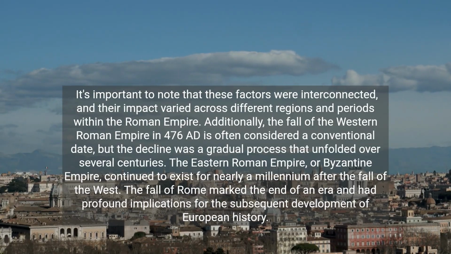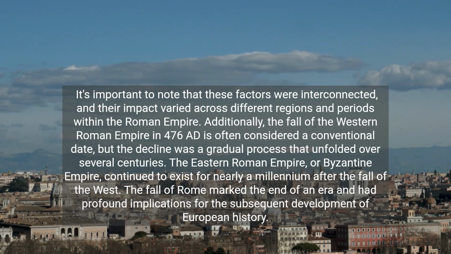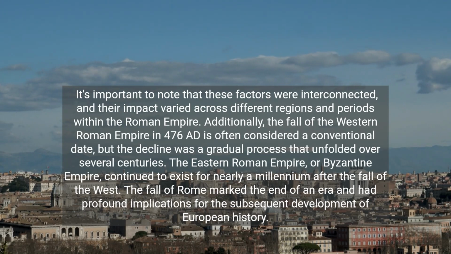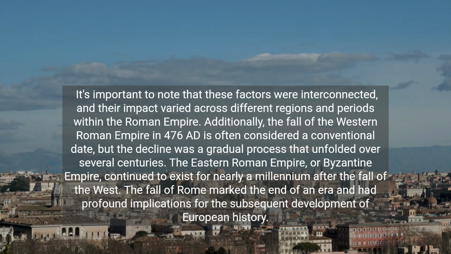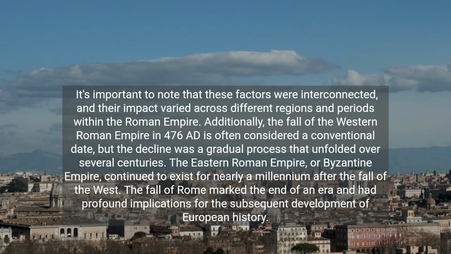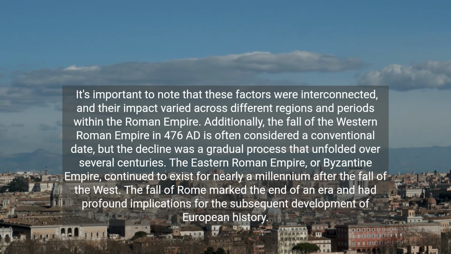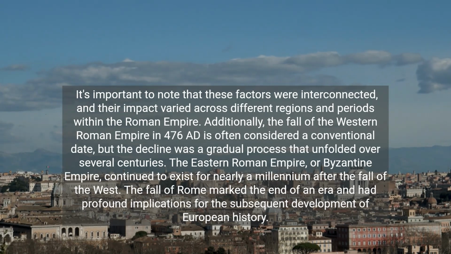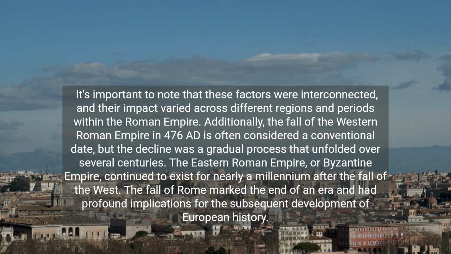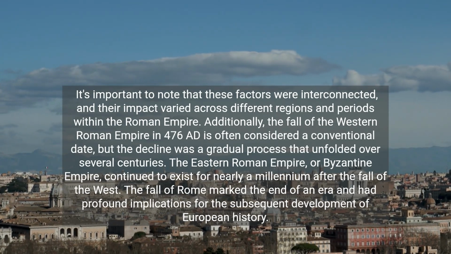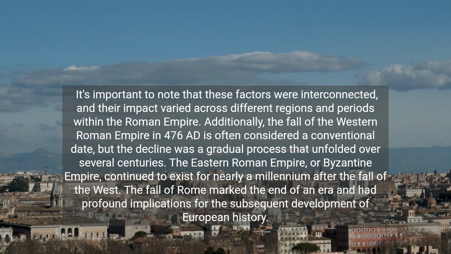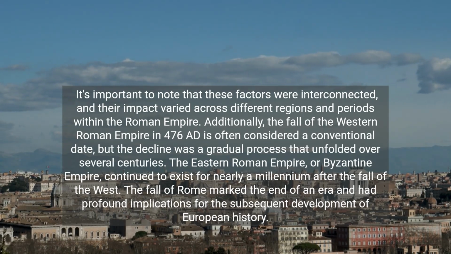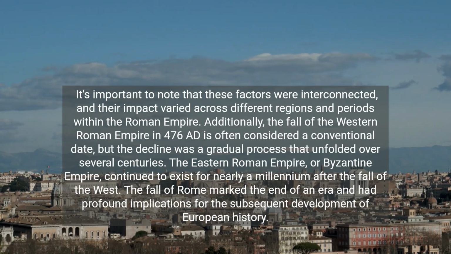It's important to note that these factors were interconnected, and their impact varied across different regions and periods within the Roman Empire. Additionally, the fall of the Western Roman Empire in 476 AD is often considered a conventional date, but the decline was a gradual process that unfolded over several centuries. The Eastern Roman Empire, or Byzantine Empire, continued to exist for nearly a millennium after the fall of the West. The fall of Rome marked the end of an era and had profound implications for the subsequent development of European history.